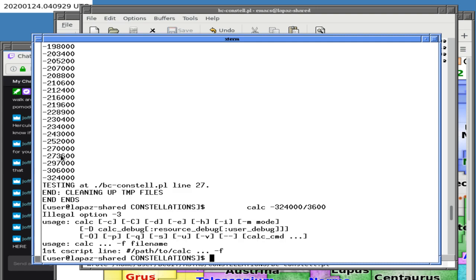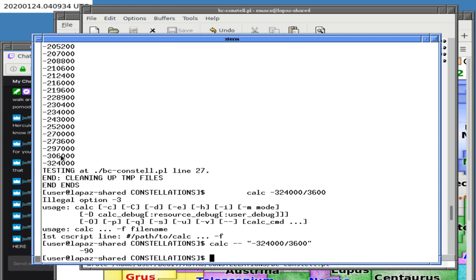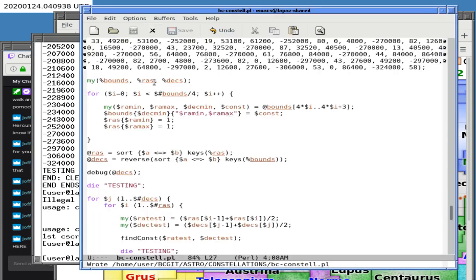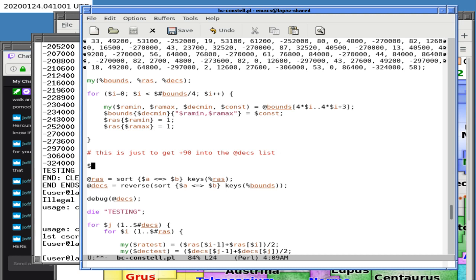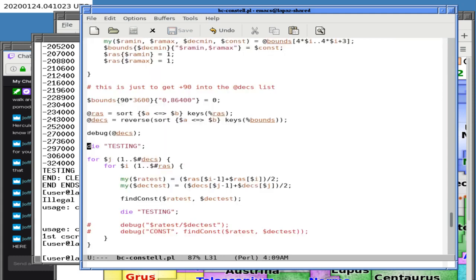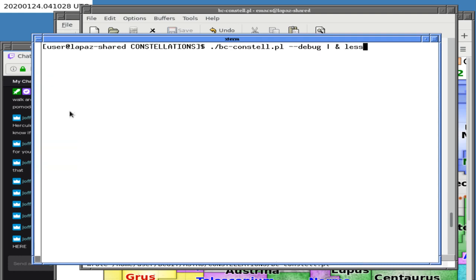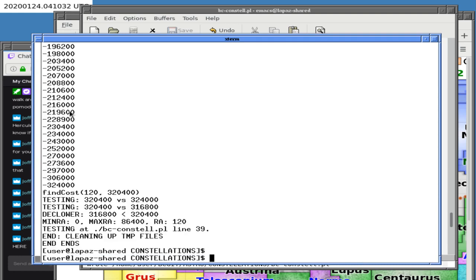So that, I think, is the problem there. This is where we're going to see minus 90. But there's no plus 90, and we really do need to start our little gridding system at plus 90, so the first declination will be like 89 or something. So that is the problem. This is just to get plus 90 into the dex list. So we'll say bounds of 90 times 3600. I mean, technically this is correct. There's no constellation there, but we can still say that it's a theoretical range at least. Alrighty, 300 trillionth time is the charm. Okay, so it looks like we did get that.